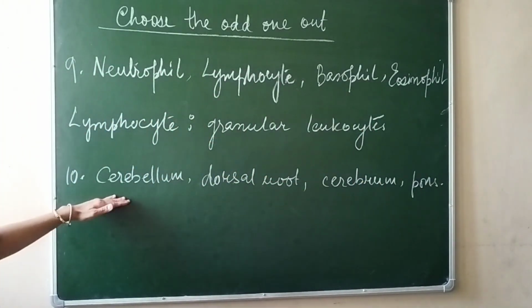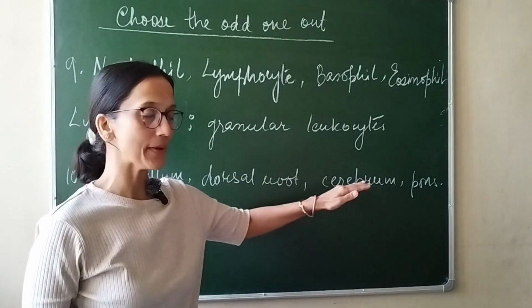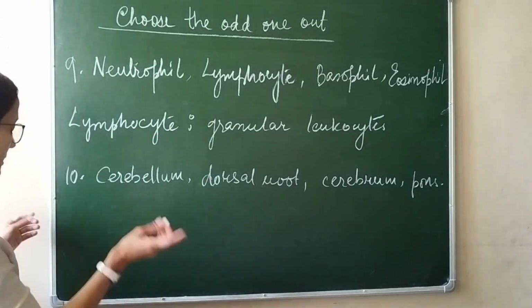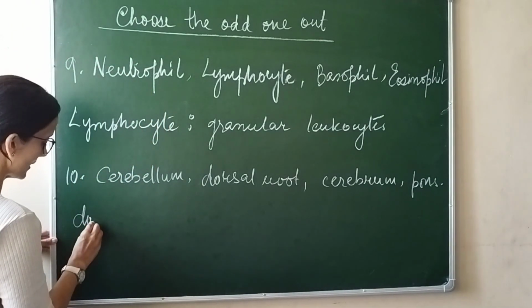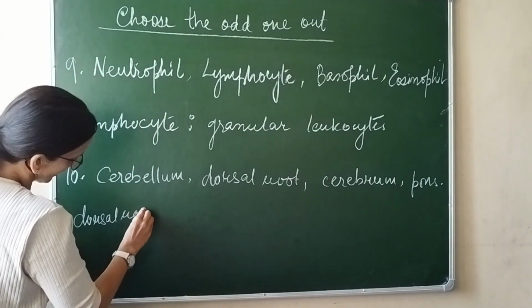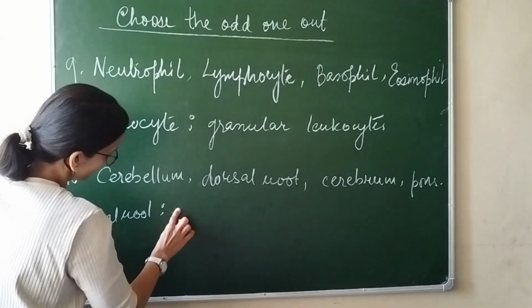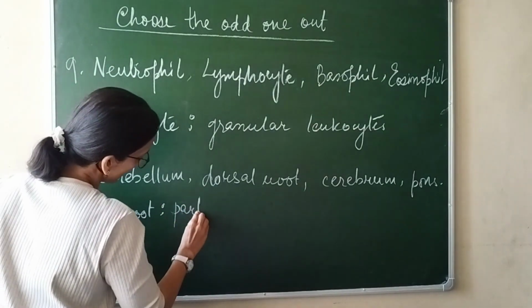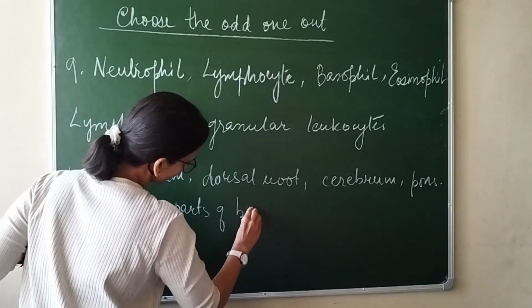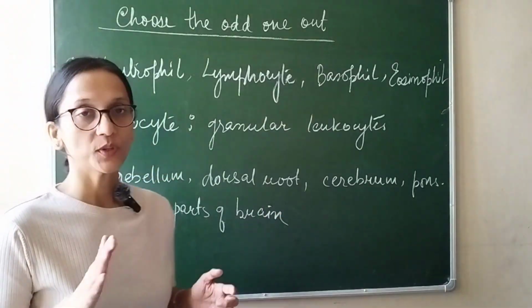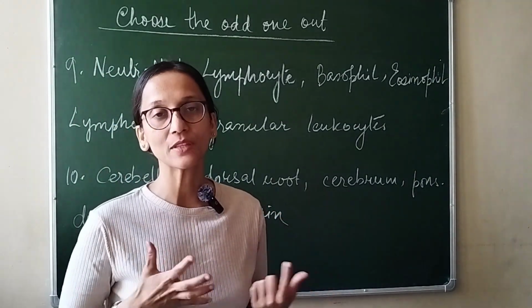The next question: cerebellum, dorsal root, cerebrum and pons. See, the dorsal root is a part of the spinal cord, so this is the odd one out, and the rest are parts of brain. So with this we finished 10 questions from this category.